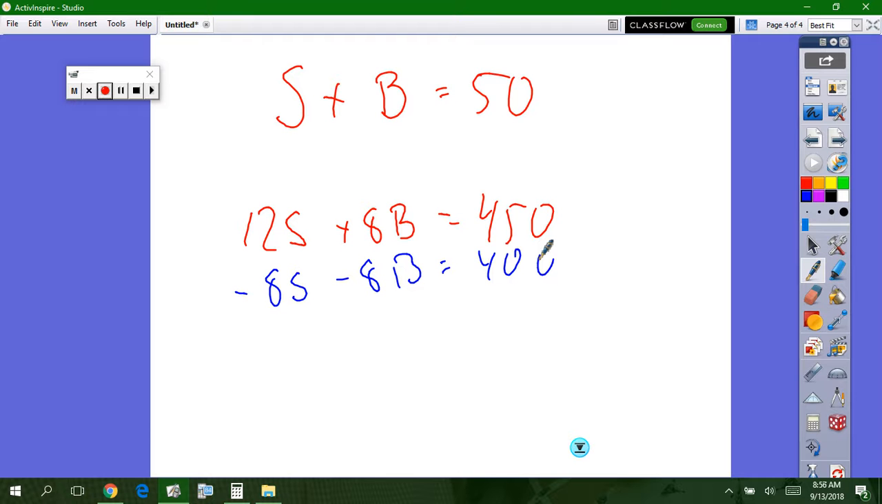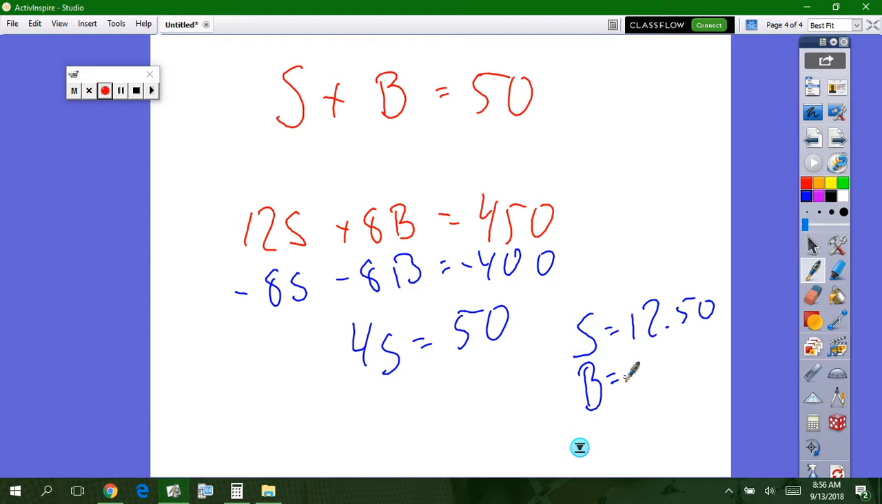Okay. We add those together. 4s equals $50. So S is 12.50. So she's going to use 12.5 pounds of the Sumatra bean. Okay, how much is she going to use for the other bean then? The Brazilian bean is 38.50, and I can do that just by saying what's 12.50 plus what gives me the 50.